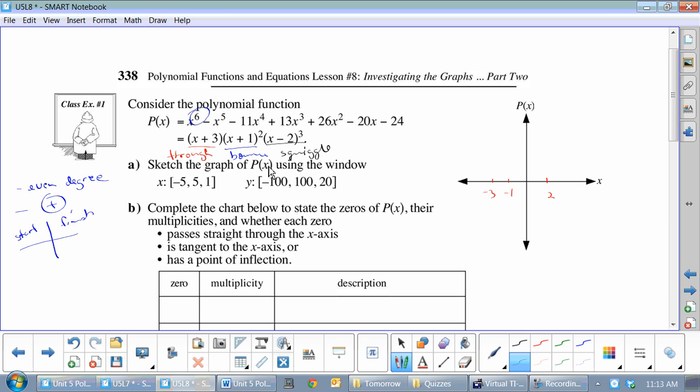Now, I need you to graph this right now. It must start in 2, finish in 1, has to go through 3, squiggle or bounce at negative 1, and squiggle at 2. Draw your graph. We should all have the identical graph if you gather all that information correctly.